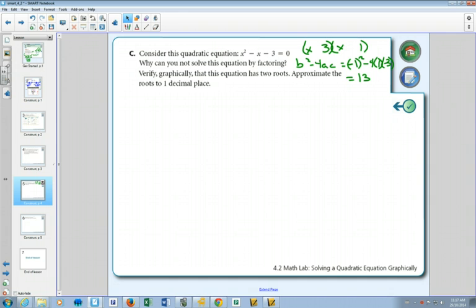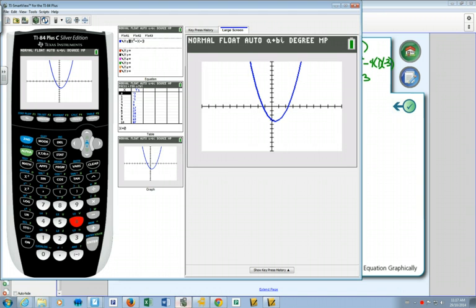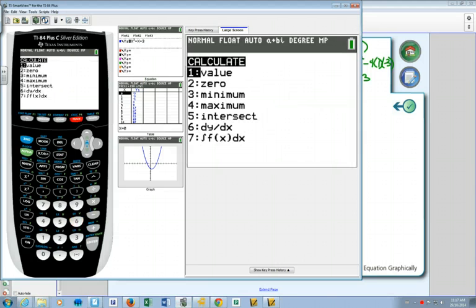Now we're going to find those roots to one decimal place. Two options are to use your quadratic formula, because that would find it. But what we're going to do is use our graphing calculator to find those two roots. Again, we push second, trace. That gets us to the calculate menu. And we're going to want to calculate number 2, the zeros.